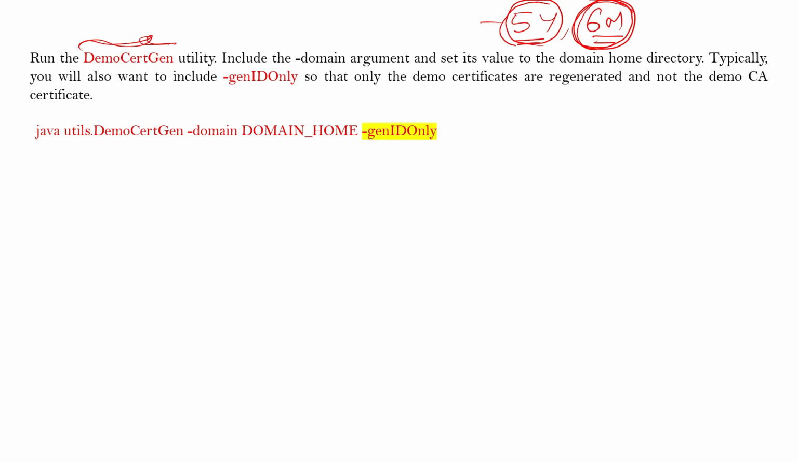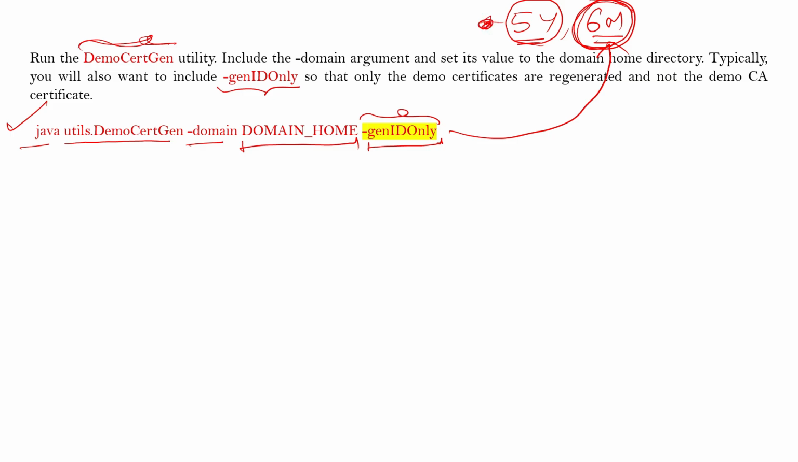Okay. So based on that, we have an option in the command. There is an option called -gen id only. If you specify -gen id only, this is going to renew only the identity certificate. So that means in every 6 months, to renew your identity, you need to run this command: java utils.demo certgen -domain. Here you can specify the complete path of your domain along with the name of your domain, and then -gen id only. This will generate or renew only your identity certificate, not your CA certificate, which is already valid for the 5 years.